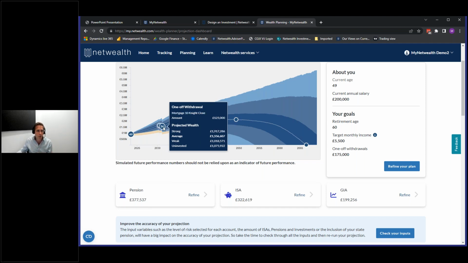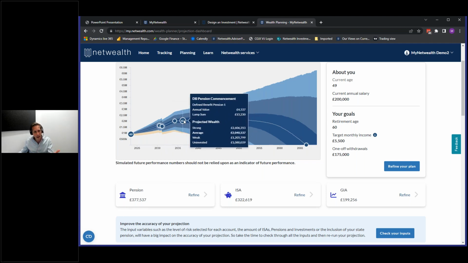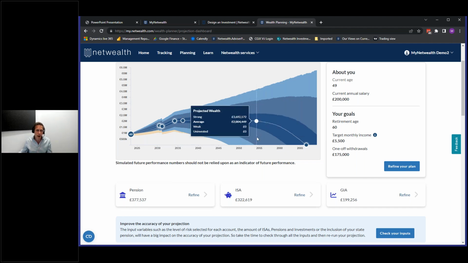A second goal, for example, here is paying off their mortgage in the future. And then their retirement starts. Perhaps they have some defined benefit pension income or state pension income that's going to kick in as well. And then this chart shows us a range of outcomes from strong, average, and weak scenarios.